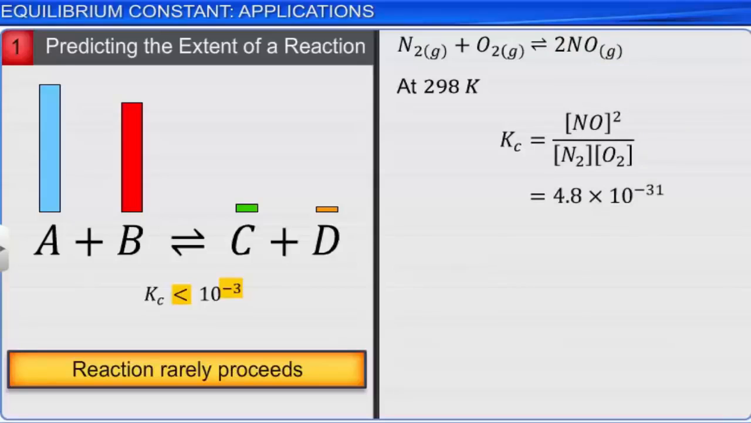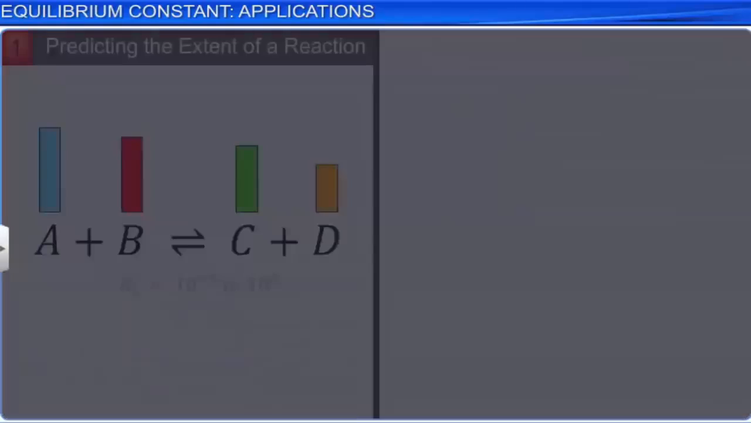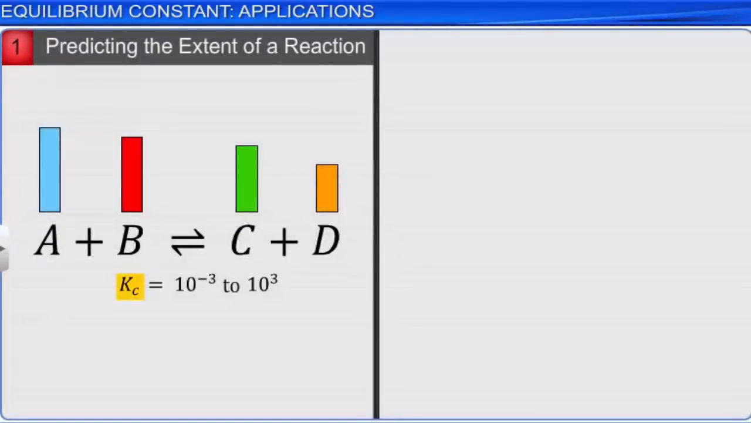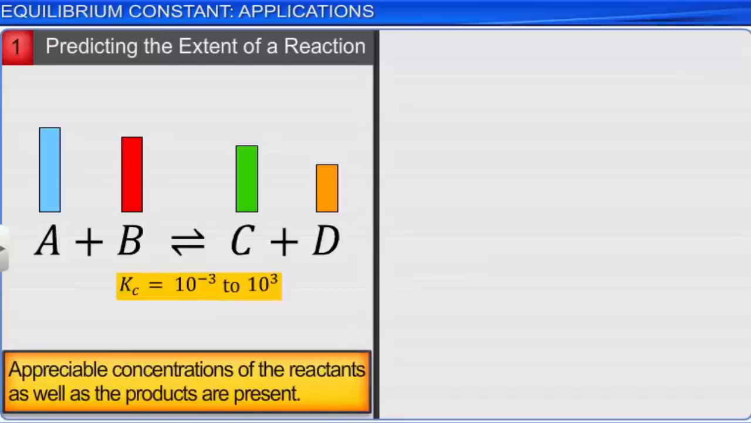If the numerical value of the equilibrium constant lies between 10 raised to the power minus 3 and 10 raised to the power 3, it means that appreciable concentrations of the reactants as well as the products are present. For example, the equilibrium constant for the gaseous reaction of hydrogen and iodine combining to form hydrogen iodide at 700 Kelvin has a value of 57.